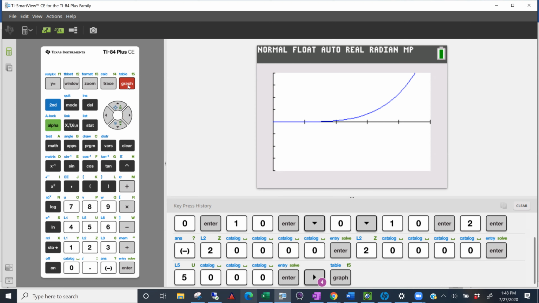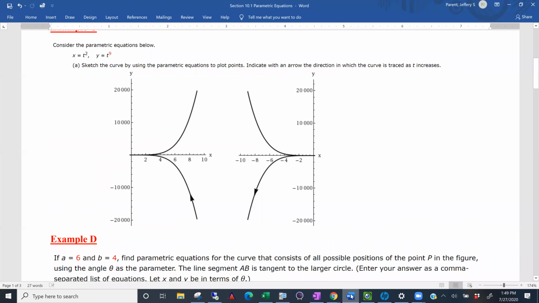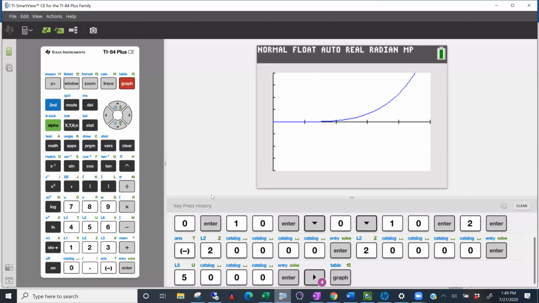That doesn't look like the picture. Can anyone think what might have gone wrong? This is a good teachable moment. I only got half the graph. If we look back to what we have here, that's only half the graph. How do we get the other half? Well, the mistake was mine, but it's a good one because it's a teachable moment.